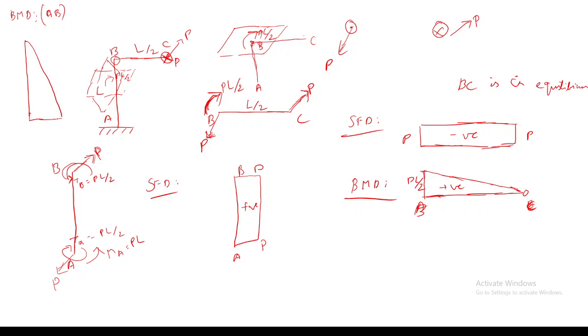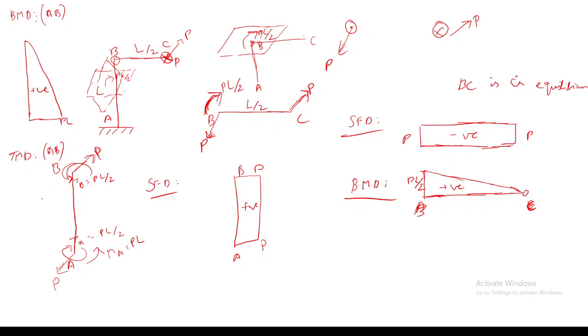And it will be a triangle like this. Okay, and this magnitude will be P into L. And if you draw the twisting moment diagram, whether it will be positive or negative. Negative.